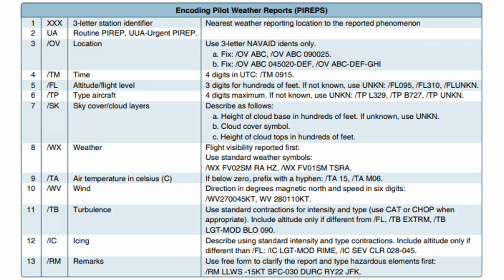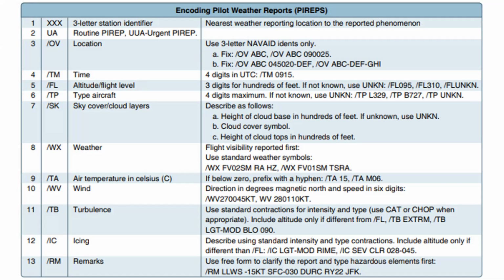Next will be a slash and then an OV, and then it'll be followed by a location. So some examples are slash OV, and then it'll give some nav aid or a GPS location or something. And so you can use that to get the location of where this was. However, on the pictorial map, it just shows you, so you don't really need to worry about what that is. Slash TM is the time, which is in UTC, 4 digits.